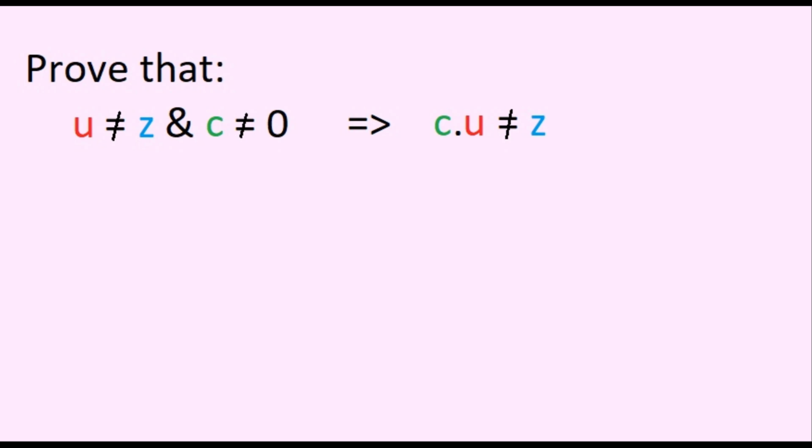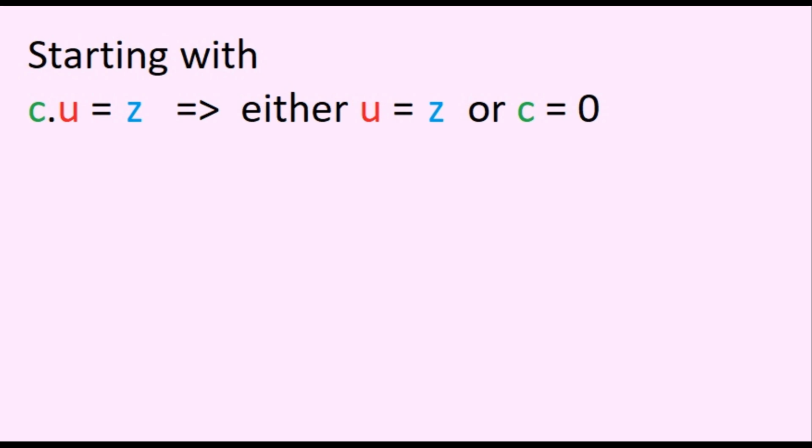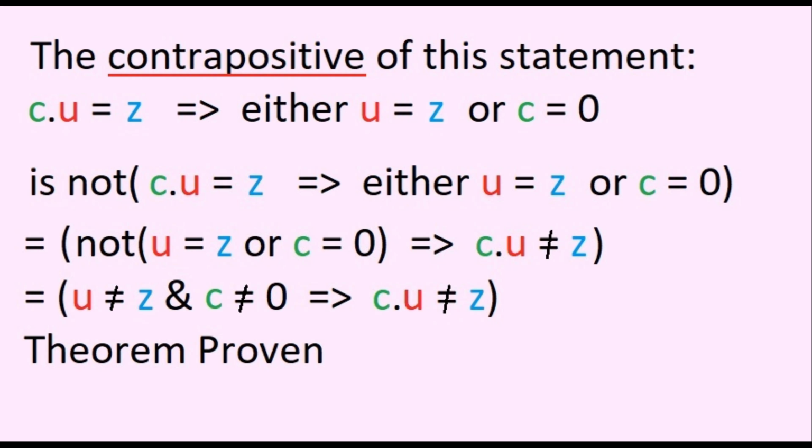Here we have this inequality statement. It looks a bit difficult to prove, as it is written here, so we're going to try something different. We're going to start off with this statement, which has already been proven before. The contrapositive of this statement should also be true. The contrapositive of it is equal to the statement that we're trying to prove. Therefore, this new theorem that we're trying to prove is true too. So that's the theorem proven, by taking the contrapositive.